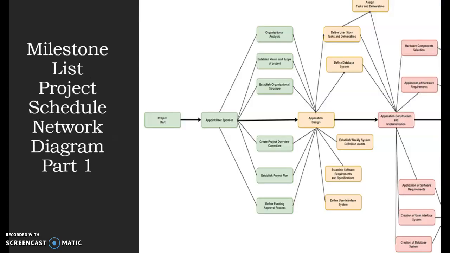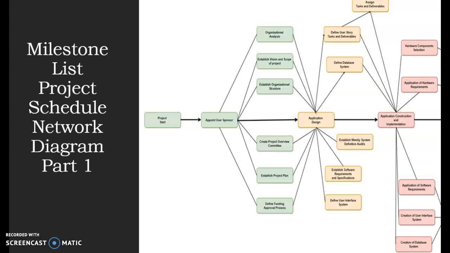The next section will be the milestone list project schedule network diagram. Now, I created 2 parts of this to make it a little bit easier to see. Essentially what this diagram shows is the start to finish of the project, listing all the different tasks and how they communicate with one another, whether they can be run parallel to one another or if one is dependent on the other. So we see appoint user sponsor. That must be done first prior to organizational analysis or establish vision and scope of project.